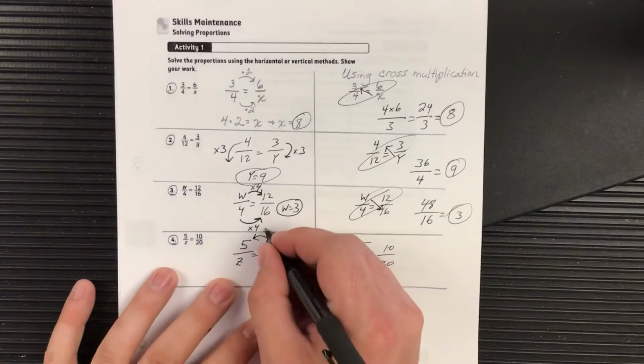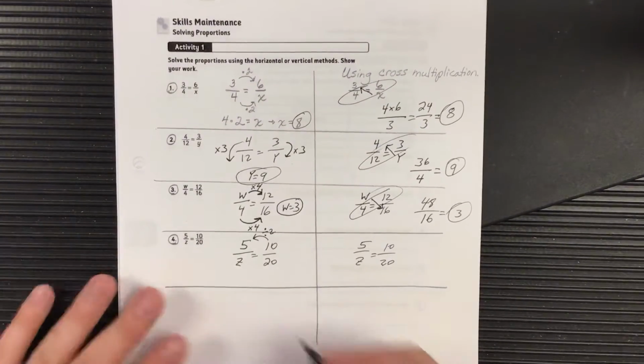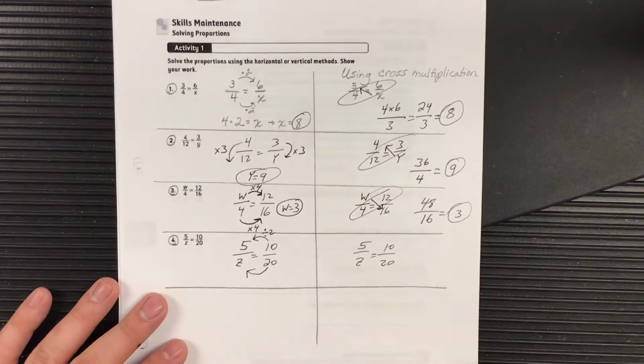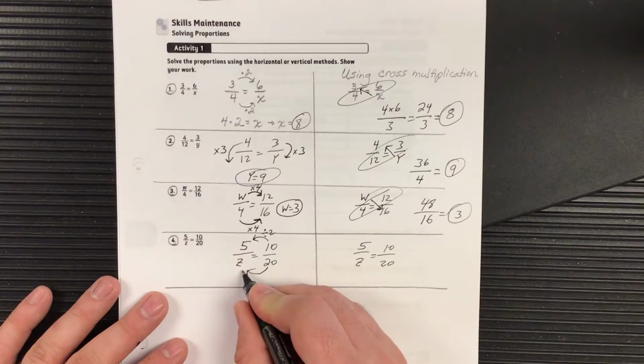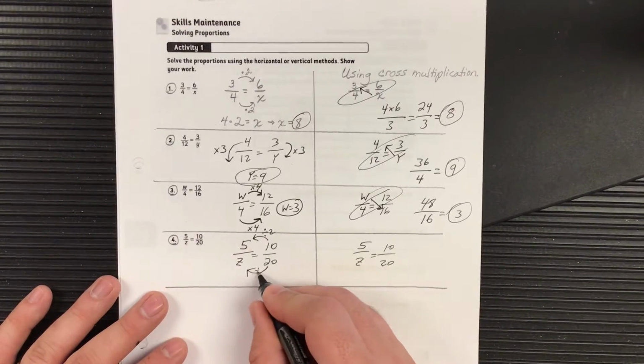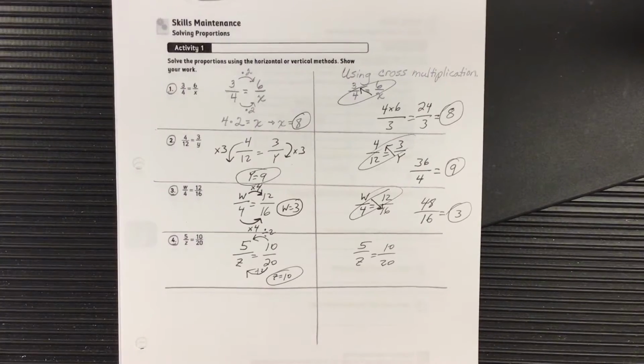If you draw your arrow that way, that's fine. But that's 10 divided by 2 is 5. And then I've got to do 20 divided by 2. Go ahead. I thought that was a Z. That is a Z. But 20 divided by 2 is 10. Your answer is 10.